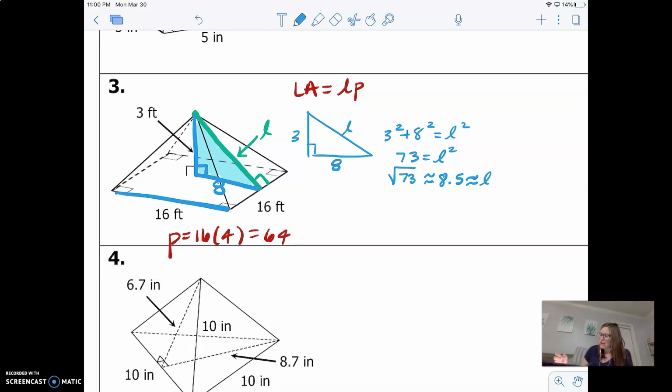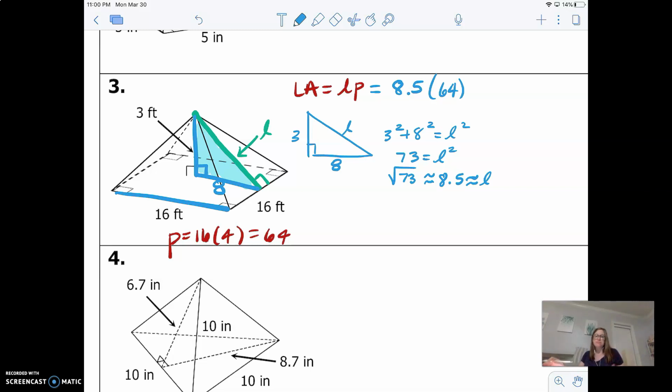So, don't forget Pythagorean theorem. It's your best friend. That's why I'm naming my child Pythagoras, because super duper important theorem. Where would we be without it? Okay, so 8.5 times perimeter of the base, which we said was 64. It depends on if you use 8.5 or the more exact value.